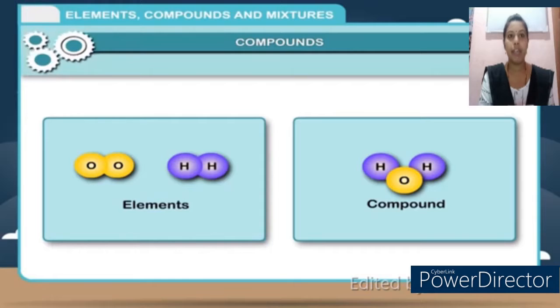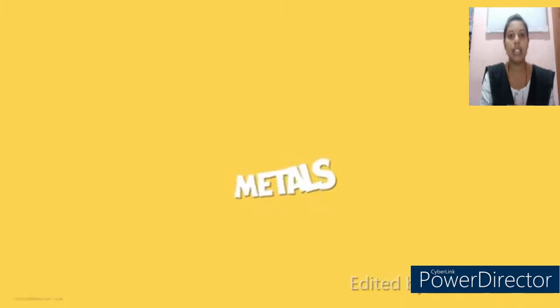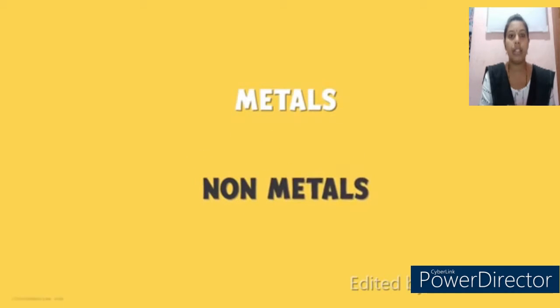Substances that are made of one kind or the same kind of atoms are called elements. Elements combine differently to form compounds. A compound can be defined as a molecule which contains two or more elements combined together. Elements are of two types. They are metals and nonmetals.